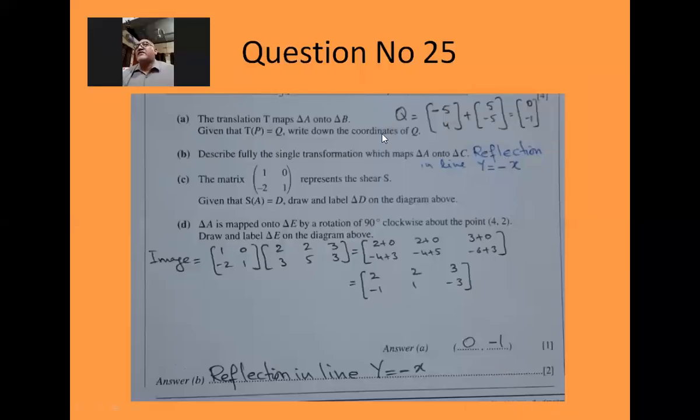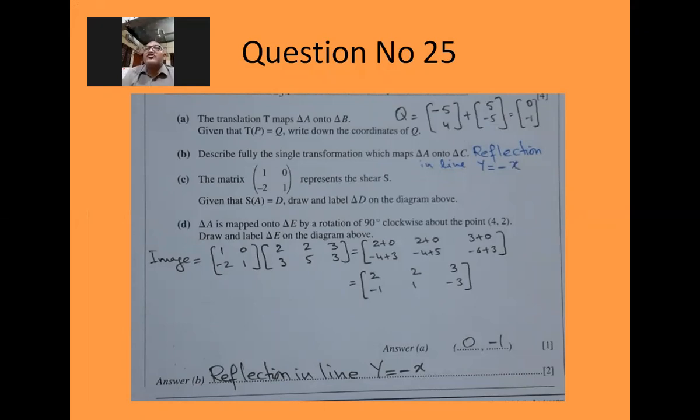So you can see that Q will be equal to P, the object, plus the translation matrix. So it will be minus 5 plus 5, that will be 0, 4 plus minus 5, that will be 4 minus 5, and that will be minus 1. So the Q will be 0, comma minus 1.